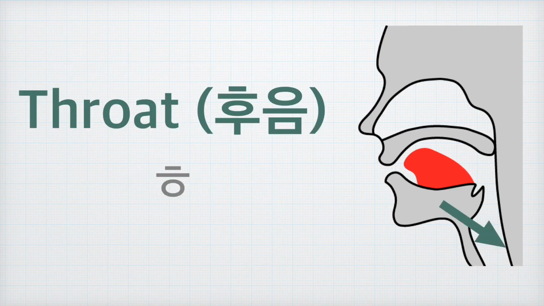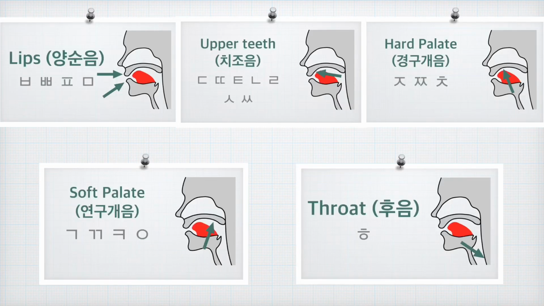And for last, your throat. When we pronounce h, nowhere in the mouth does it block the air. The sound is made in your throat by trembling a bit. Try it and feel it yourself. These were the classification by where the air is getting blocked.